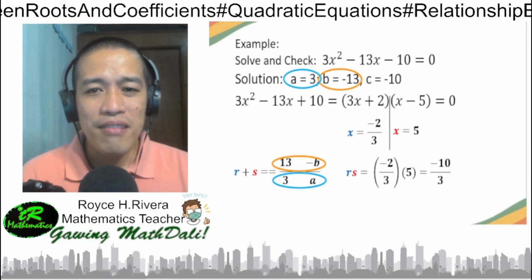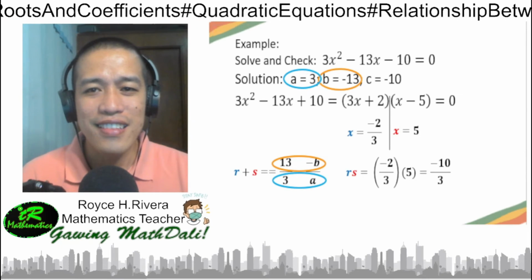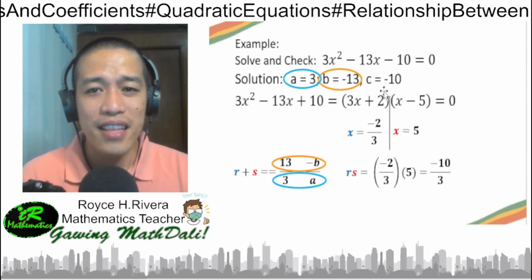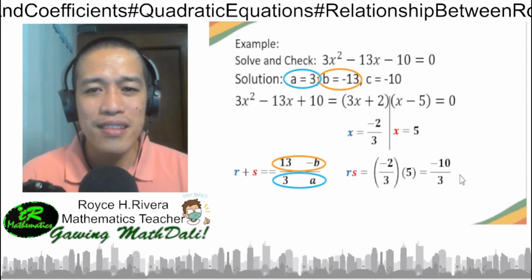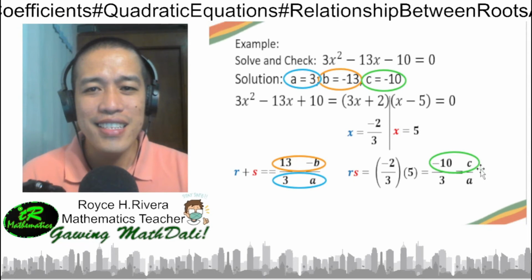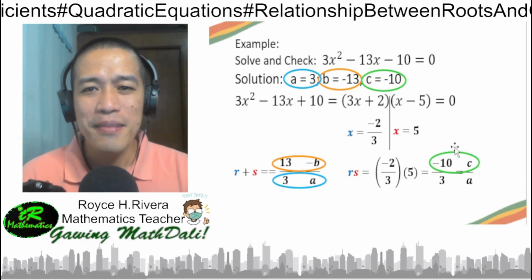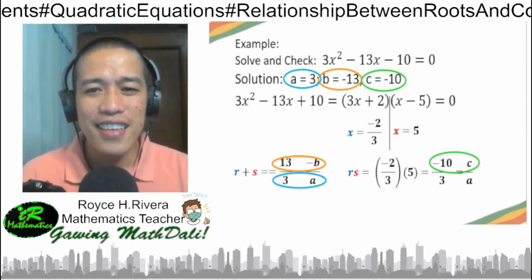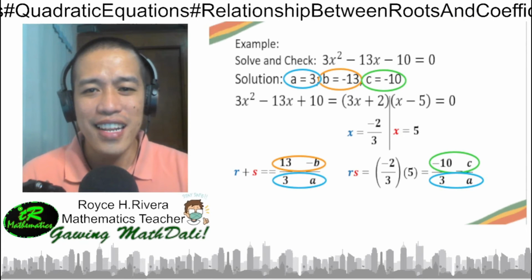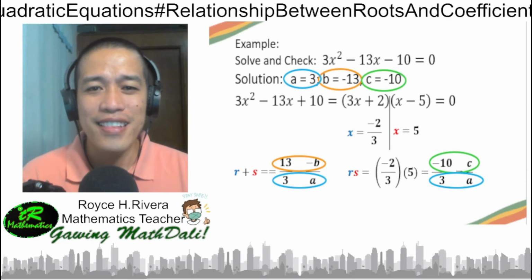The product of the roots is the constant. From the equation, the constant is negative 10. From the result, we obtain c is equal to negative 10. Pareho. And also, a is 3. Sana nasundan at naunawaan.